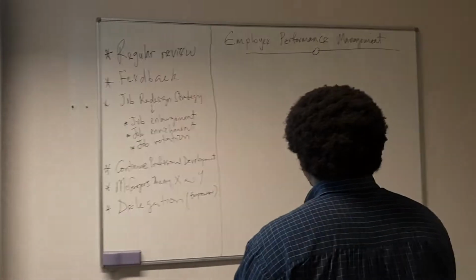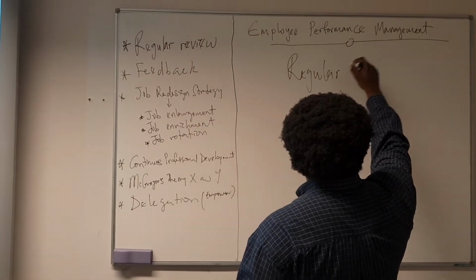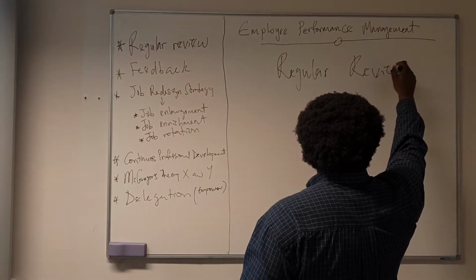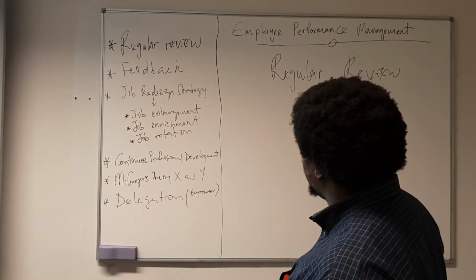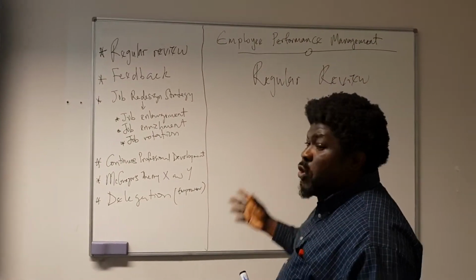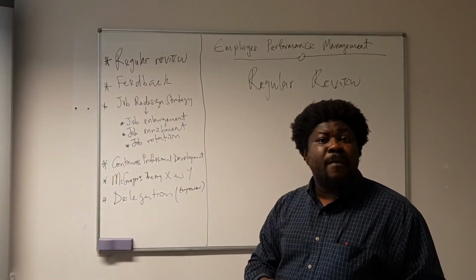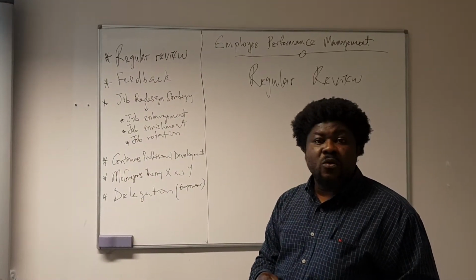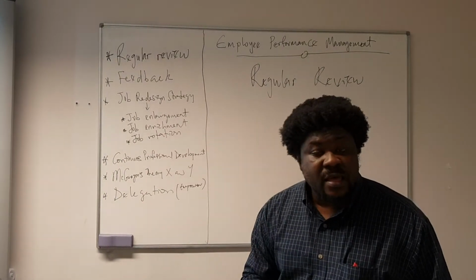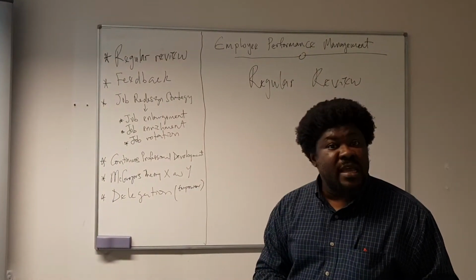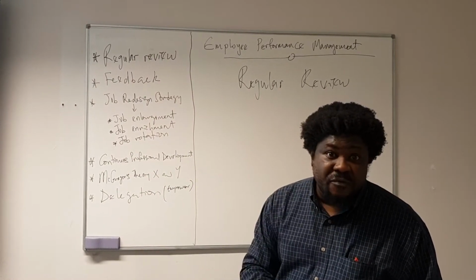So the first point would be regular review. When I talk about regular review, I'm talking about reviewing the performance of employees on a regular basis. When I use the word regular, it could be twice a year, it could be three times a year, which is every 4 months, and it could be four times a year, which is every 3 months.